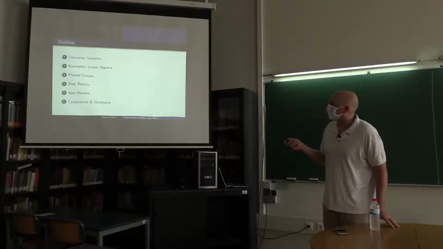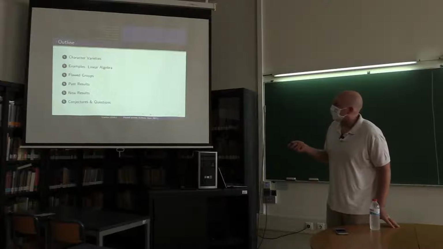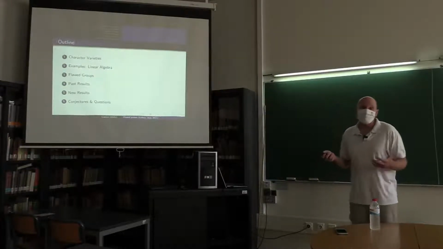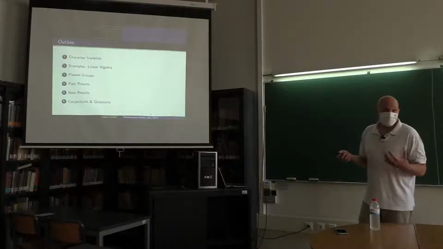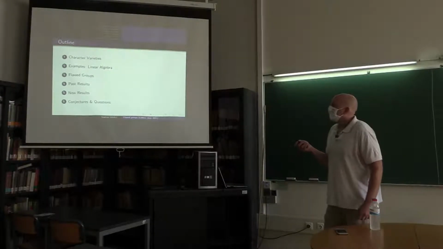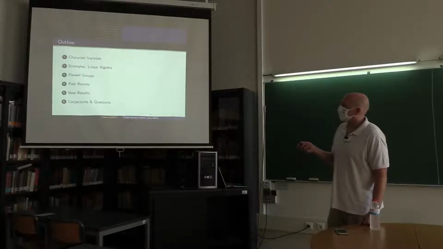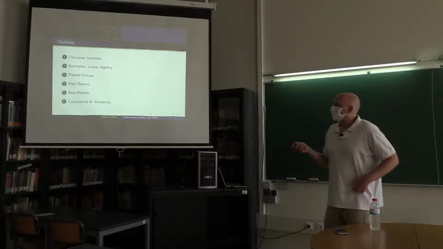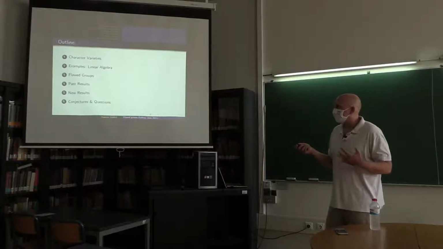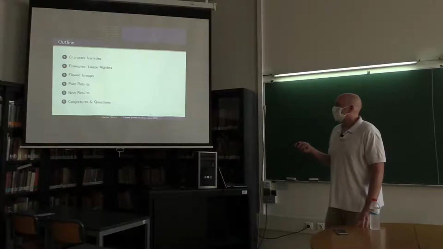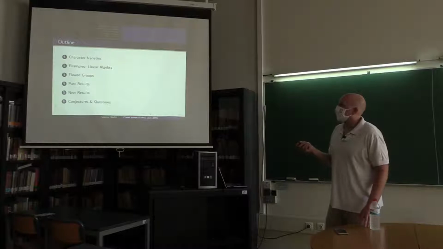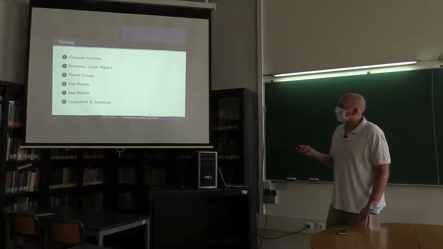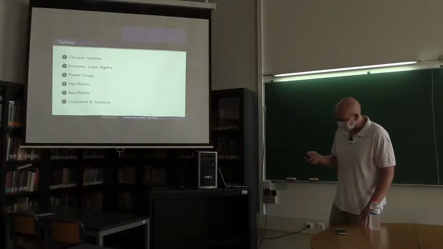So first I'll tell you a little bit about character varieties. This is a type of moduli space that is the sort of lens that we're going to look at groups through to define this class of groups. I'll quickly go through some examples that, if you've seen me give talks, is my usual list of very simple examples, just based on linear algebra ideas, to illustrate some of what's involved in defining these moduli spaces. Then we'll get to the definition of flawed groups, talk about past results, new results, and conjectures and questions.